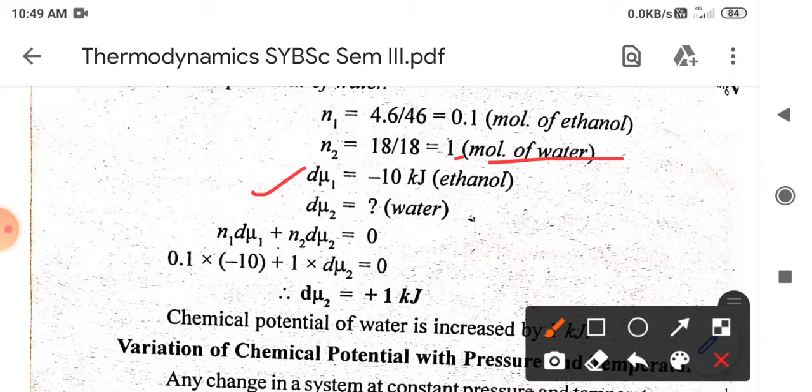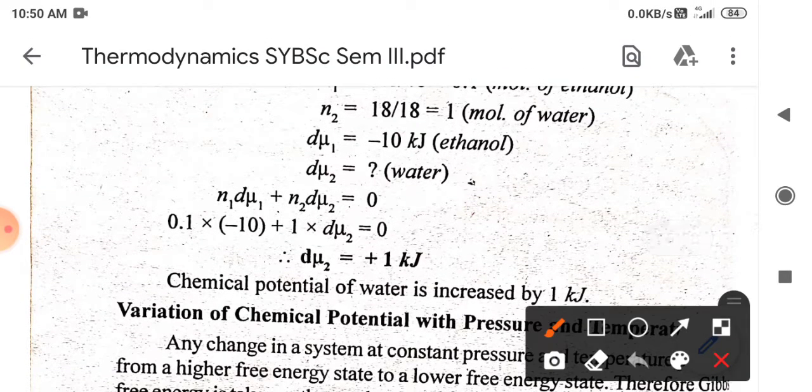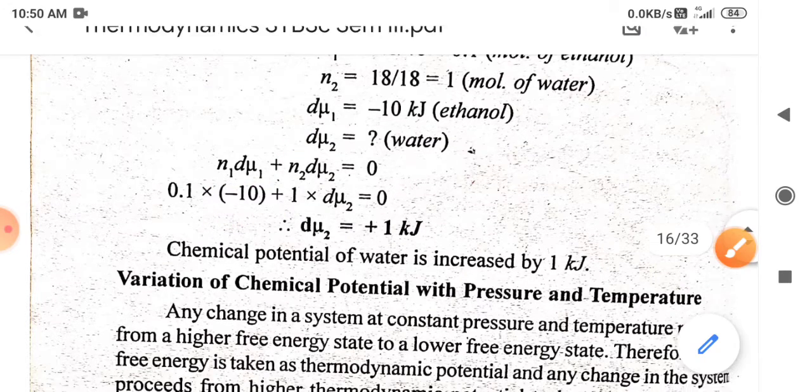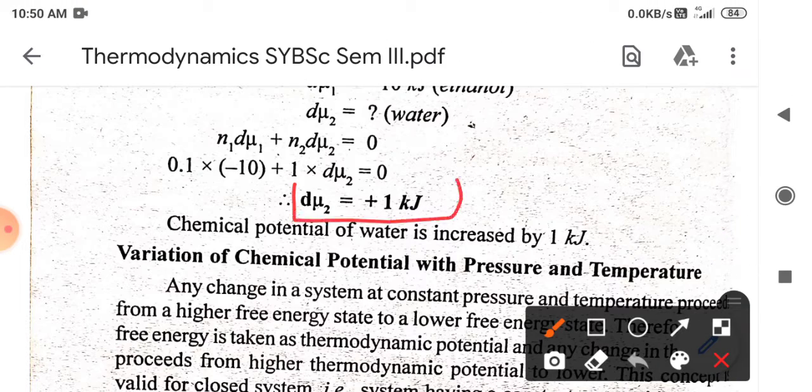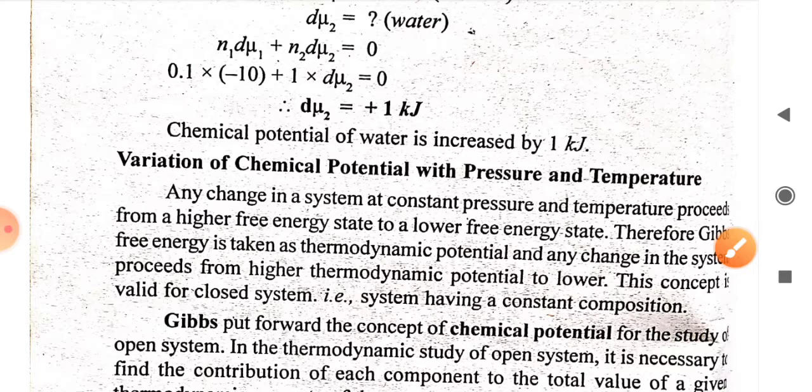Now we have been given the chemical potential change for ethanol, d mu1, which is minus 10 kilojoule. Now we need to find the value of d mu2, that is the change in chemical potential for the water. We have the standard formula n1 d mu1 plus n2 d mu2, that is 0.1 into minus 10 plus 1 into d mu2, which comes out to 1 kilojoule. So the chemical potential of water is increased by 1 kilojoule. The positive sign indicates that the chemical potential is increased for the water.